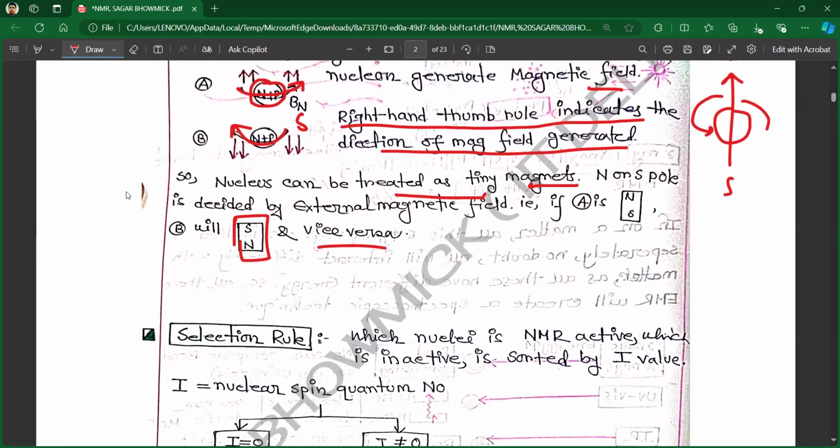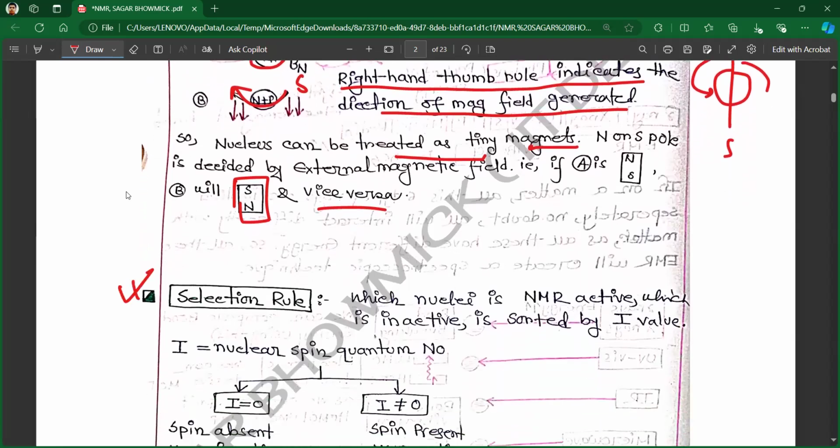Now, for every spectroscopy, there is some selection rule. Which nucleus will show this kind of transition? Which nucleus will not? Is every nucleus, suppose hydrogen nucleus, helium nucleus, any nucleus, going to be NMR active or not? This will be decided by the selection rule. Which nuclei are NMR active, which are inactive? This is sorted by the I value.